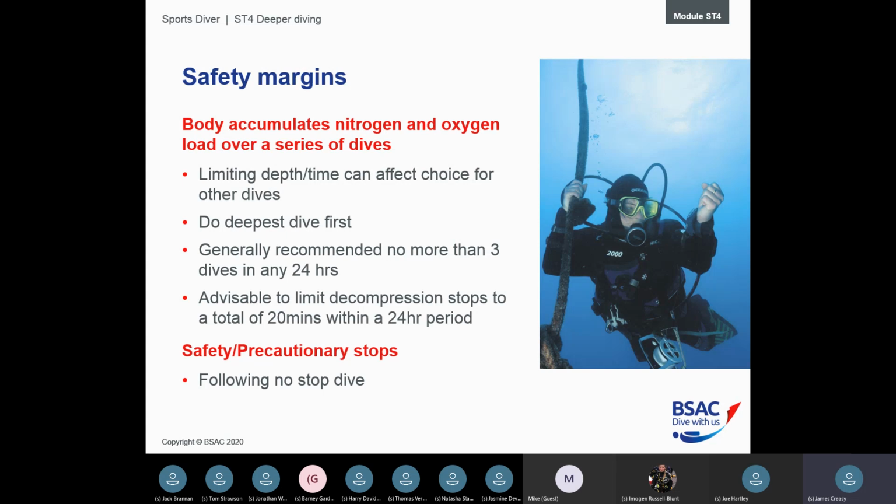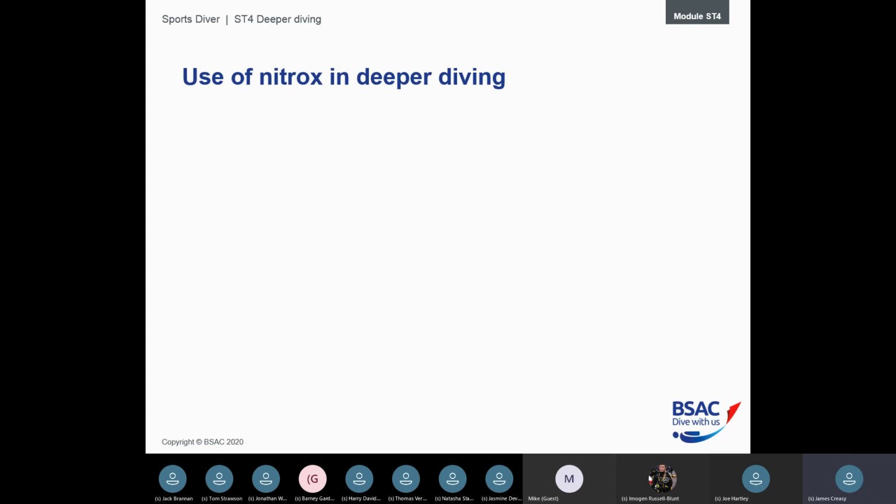You still do your safety stop. You do it following a no-stop dive. It's not mandatory. So you guys have all done your safety stops when you did your Ocean Diver or everything else you've done. It's not mandatory, but it is just a safety precaution put in place. So that is an example that you are aware of and that you've done before. So these are just some more precautions to put in place when you're diving a lot in a day or a lot over a short period.